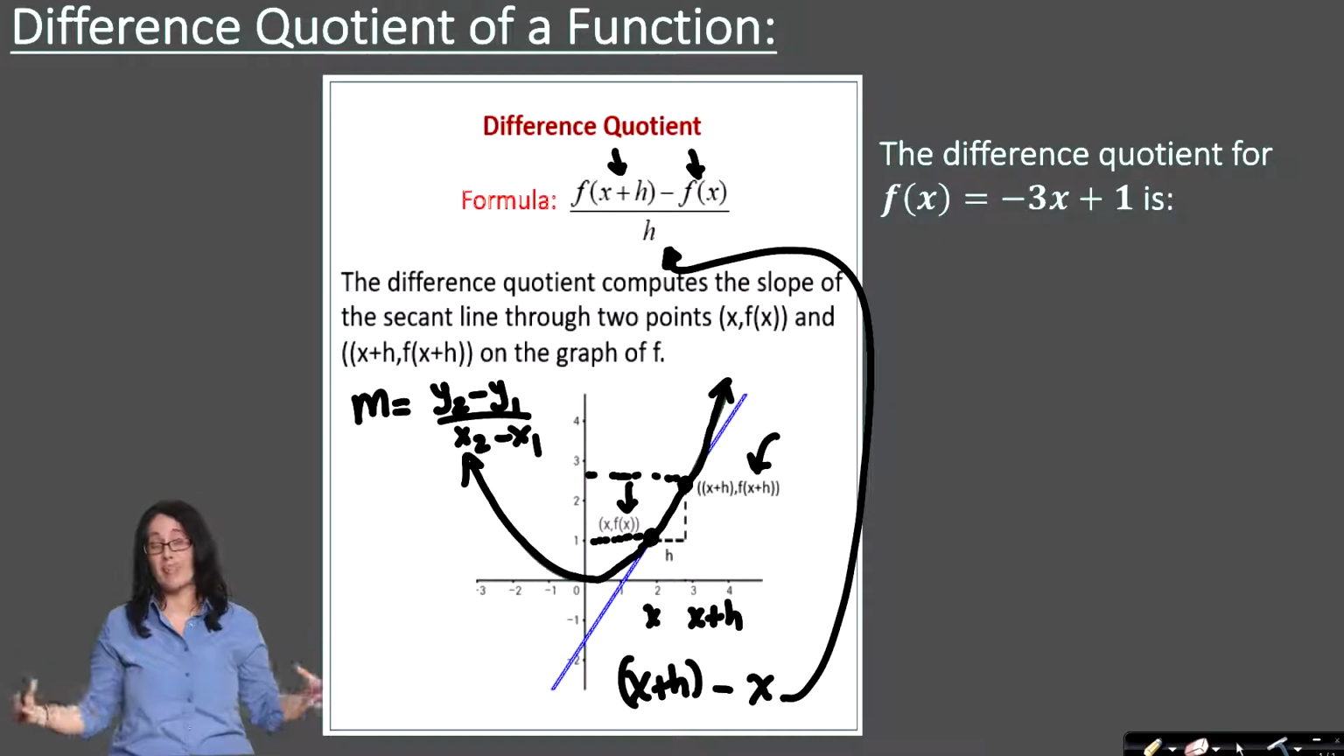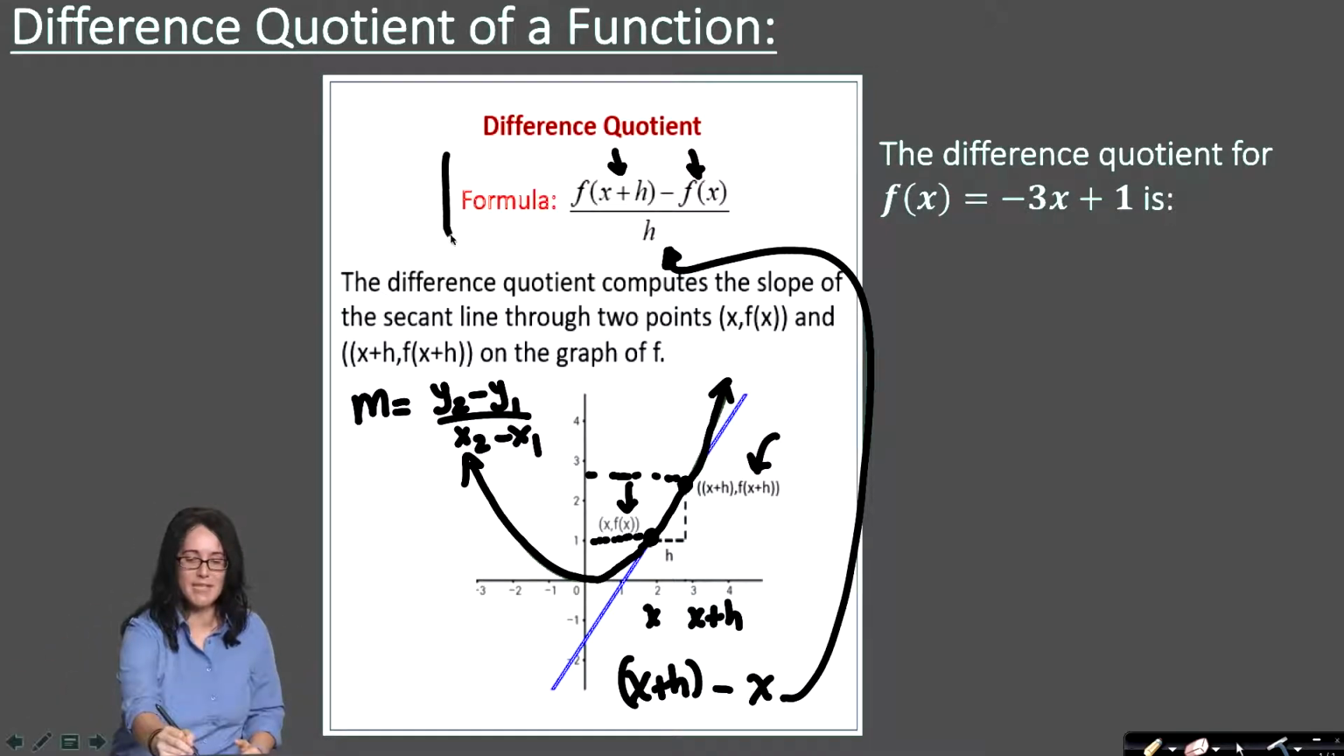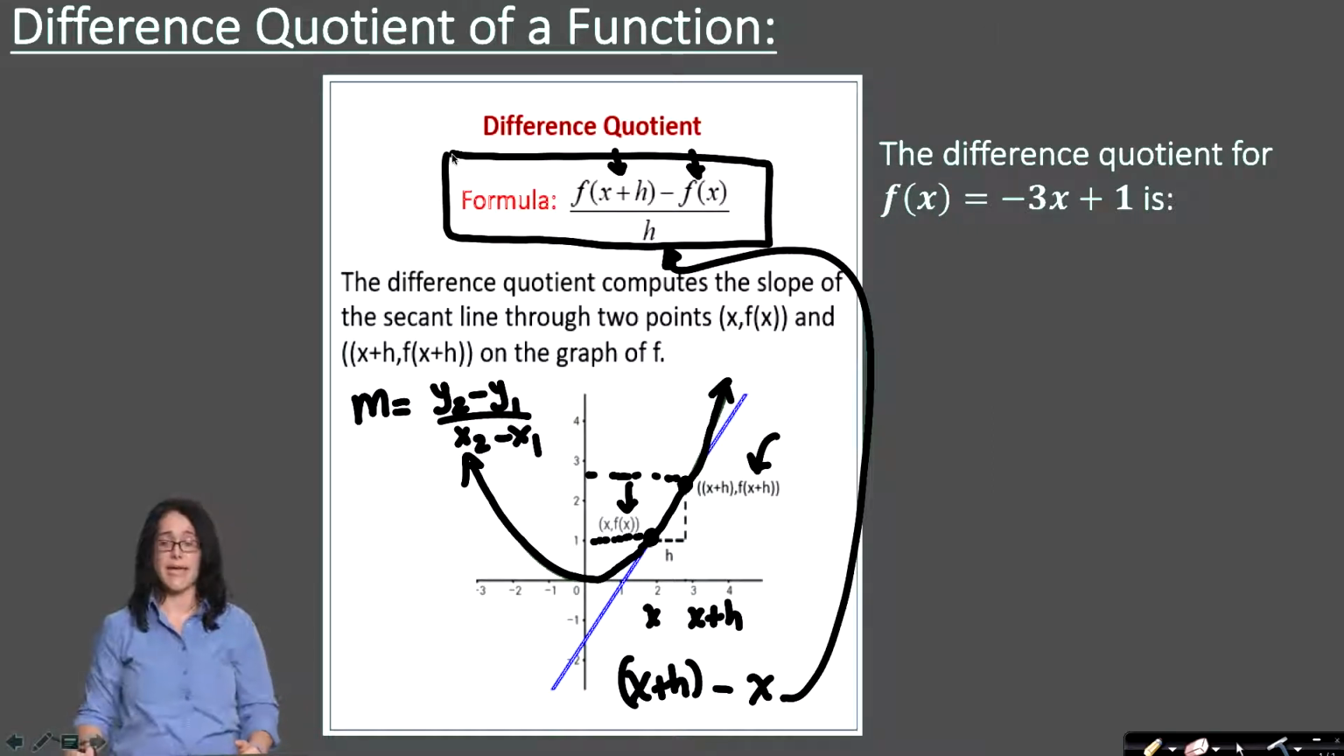So the difference quotient will allow us to get instantaneous rates of change in calculus. But for now, you need to memorize it, basically. The formula is f of x plus h minus f of x, all divided by h. Let's practice how to do it in practice here. That was the concept, here's the practice.